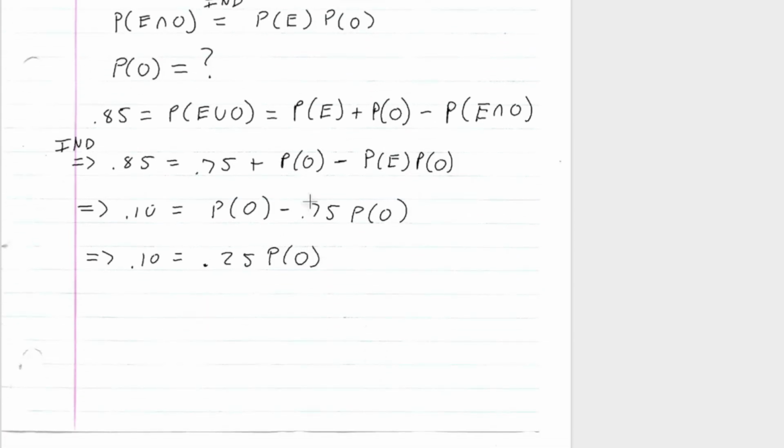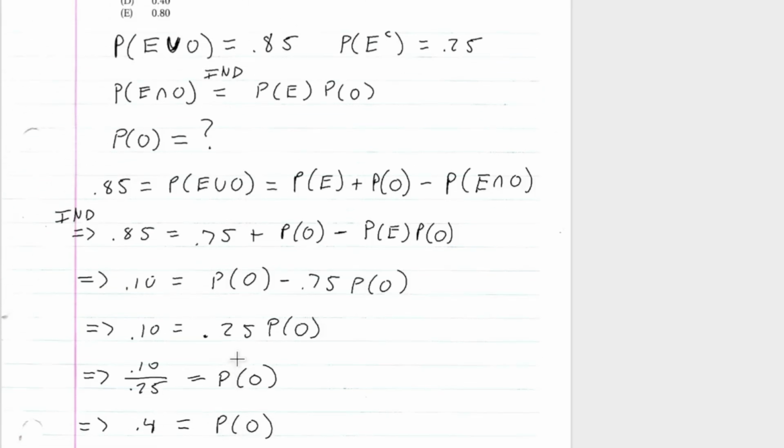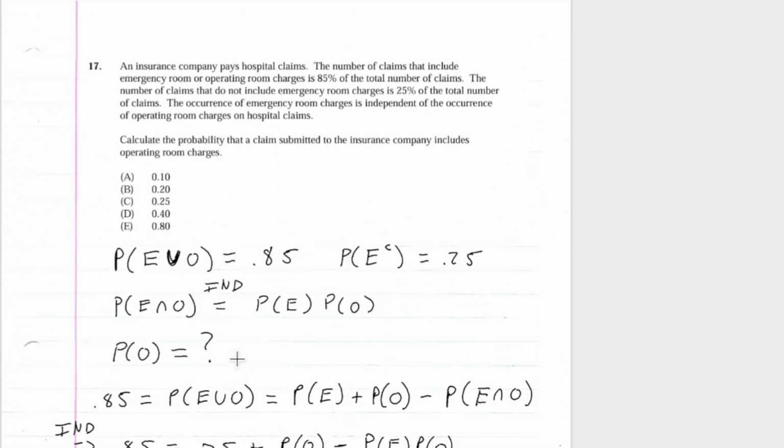Now I can divide both sides by 0.25, so I get 0.10 over 0.25 is equal to the probability of O, which is the same thing as 0.4 is equal to the probability of O. So I know D would be the correct answer.